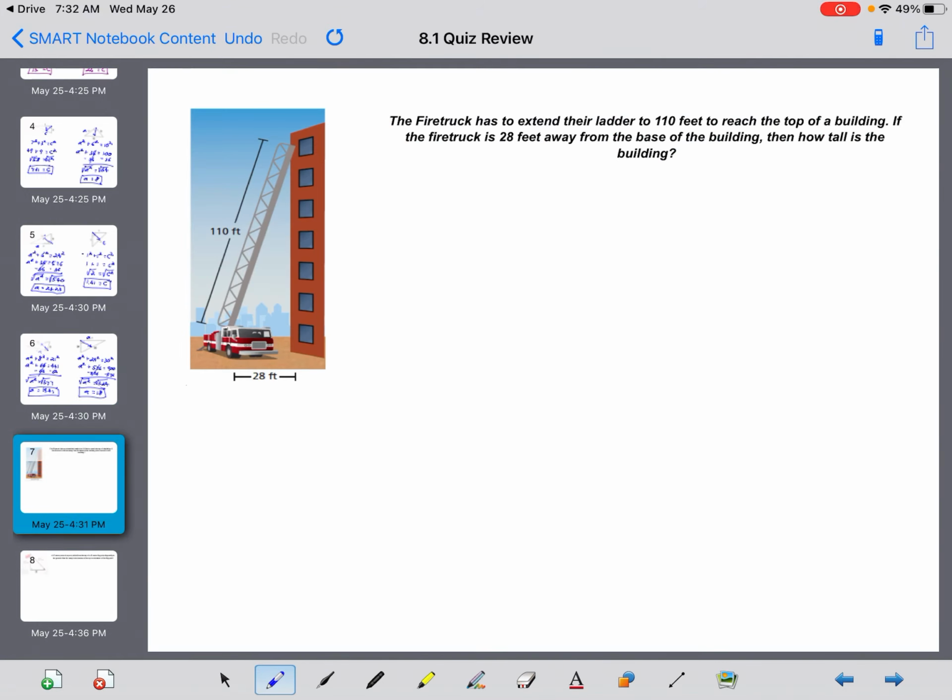Okay, you have two word problems here. The fire truck has to extend their ladder 110 feet to reach the top of the building. The fire truck is 28 feet away from the base of the building. How tall is the building? Well, if my 90 degree is here, and here's my triangle, that means we have C. So I'm going to solve for A.